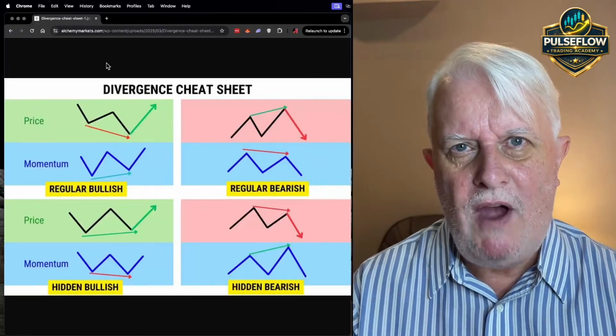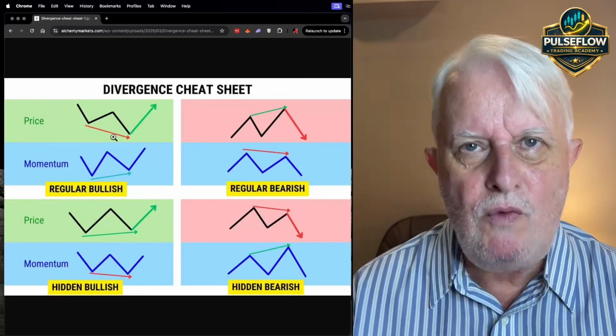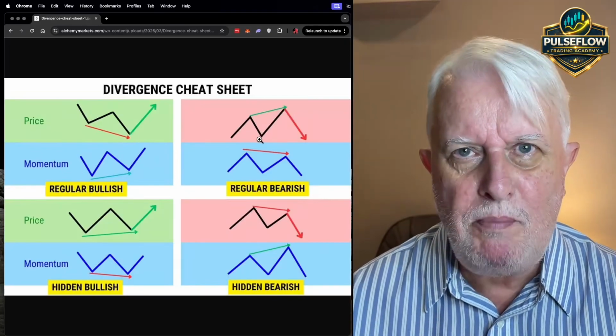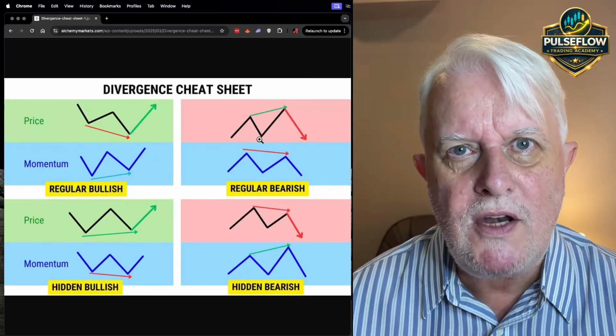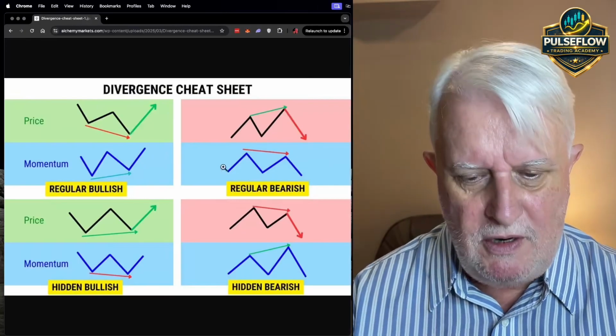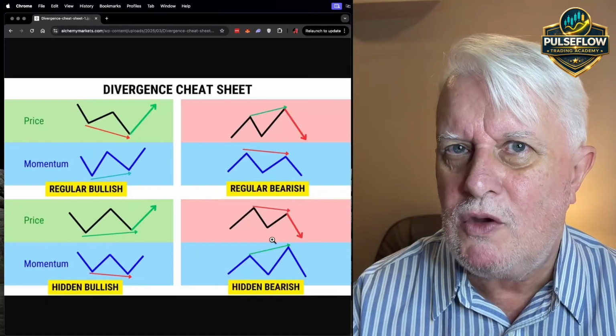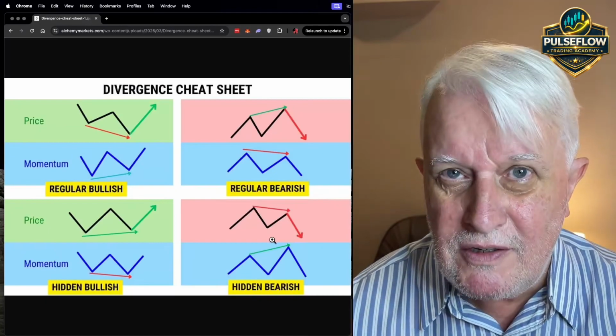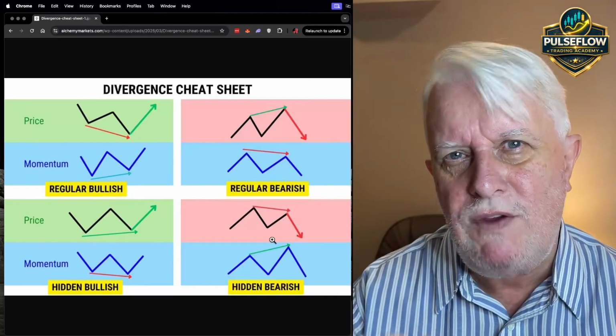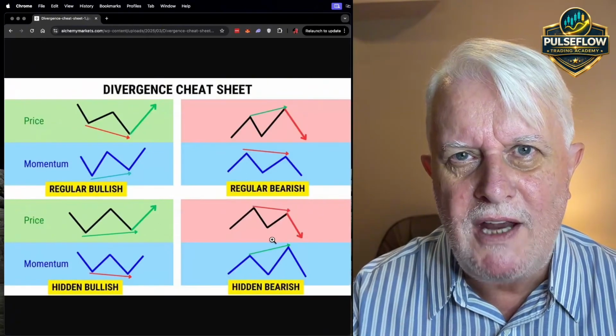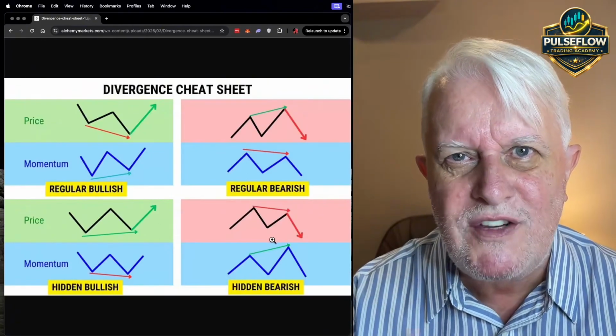There are 4 types of RSI divergence: regular bullish and regular bearish. They say trend reversal. But we also have hidden bullish and hidden bearish, and they're telling you trend continuation. And the thing to keep in mind during this video is the hidden RSI divergences are a stronger signal.